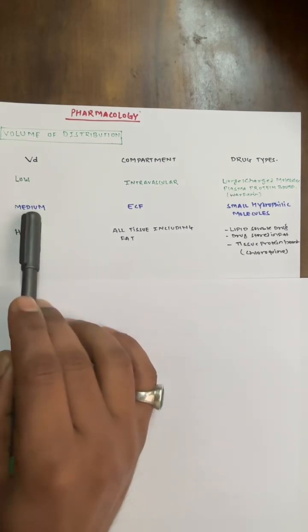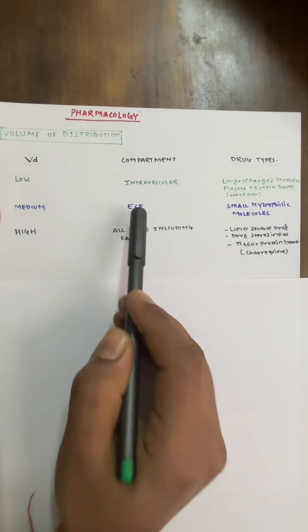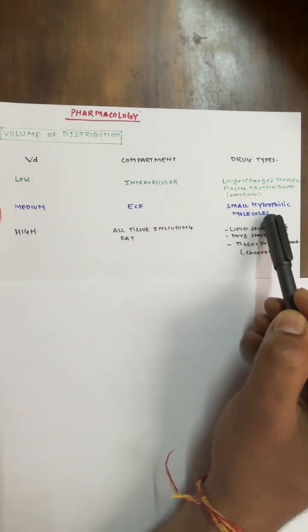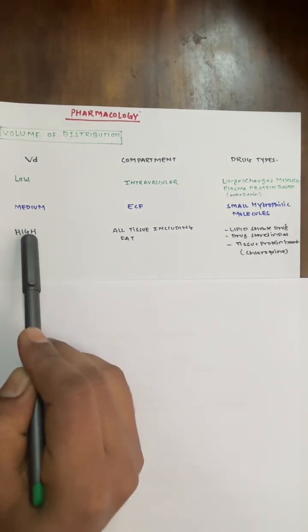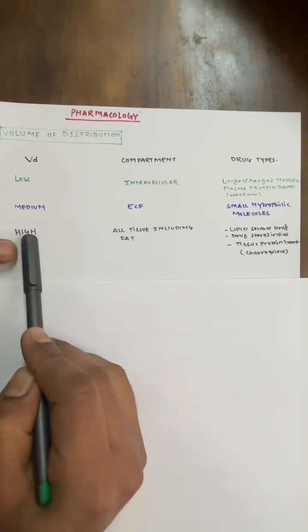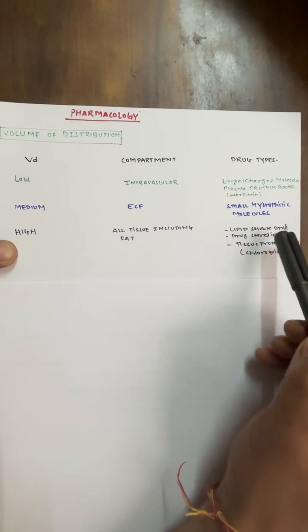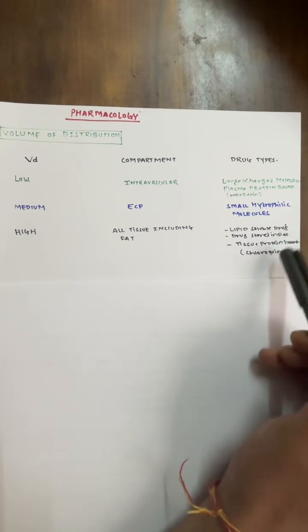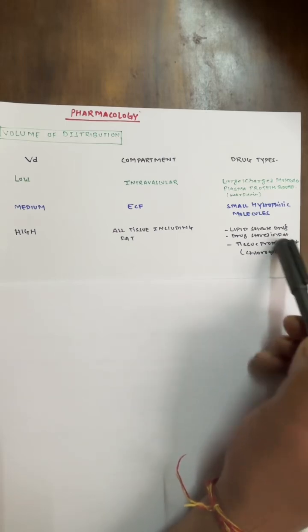Then the drug which has medium volume of distribution stays in the extracellular fluid, like small hydrophilic molecule drugs. And any drug which has high volume of distribution means the drug goes into the tissue very quickly, all tissue including fat. Those drugs are lipid soluble drugs, the drugs stored in fat and tissue protein bound, like chloroquine.